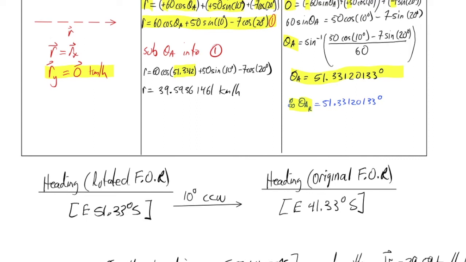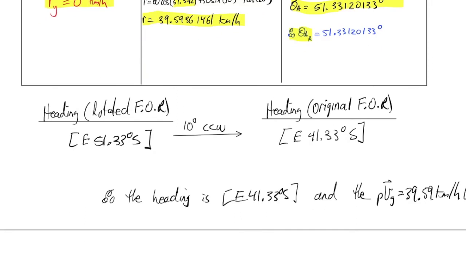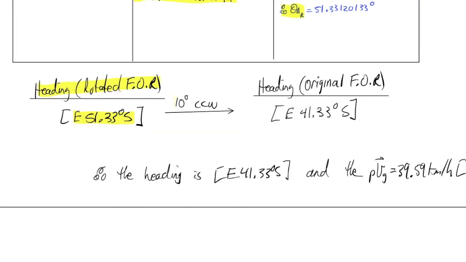By doing so, we now have a magnitude for our resultant, which is 39.59361461 kilometers per hour. As a vector in the rotated frame of reference, that is east. But when we report it again, we have to take it out of the rotated frame of reference. So let's fix our angle first. So we know that the heading for the rotated frame of reference is east 51.3 degrees south. We need to rotate back 10 degrees counterclockwise.